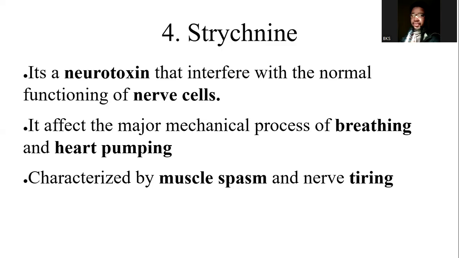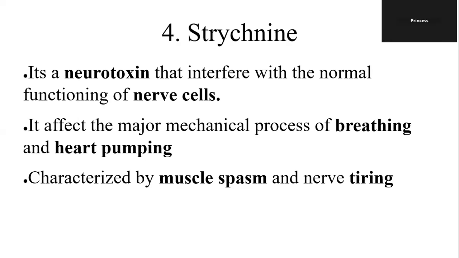Strychnine is a neurotoxin. It will interfere with the normal functioning of the nerve cells. What happens is it blocks the neurotransmitter called glycine, and this glycine is responsible for calming nerves and muscle cells. Without glycine, you will have the action potential continuously firing uncontrollably, because glycine was made unavailable, and this leads to muscle spasms.